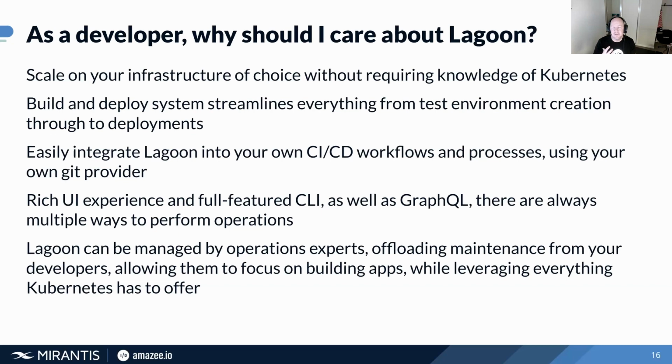The whole idea is that Lagoon can be managed by operations experts. It's just generating Kubernetes objects. So things like high availability, pod disruption budgets, HPAs, they can all be configured by Lagoon and by the operations team. This means that your developers don't need to worry about how to set scaling parameters, and they can just focus on building the apps.